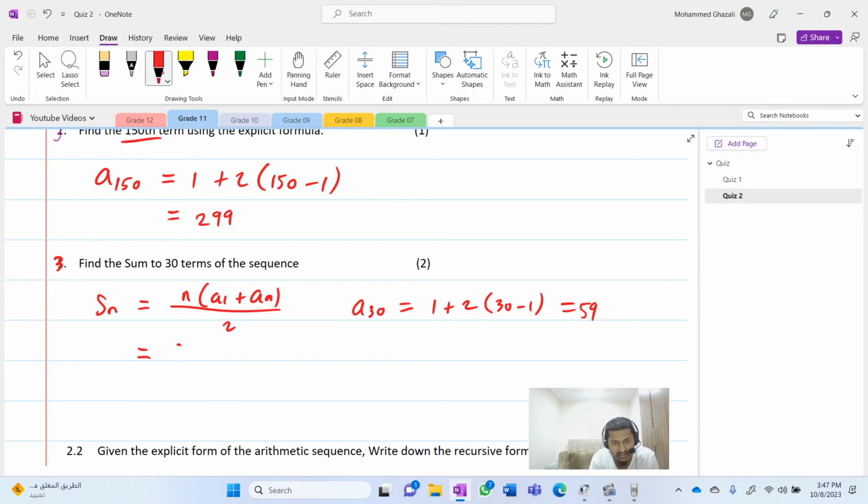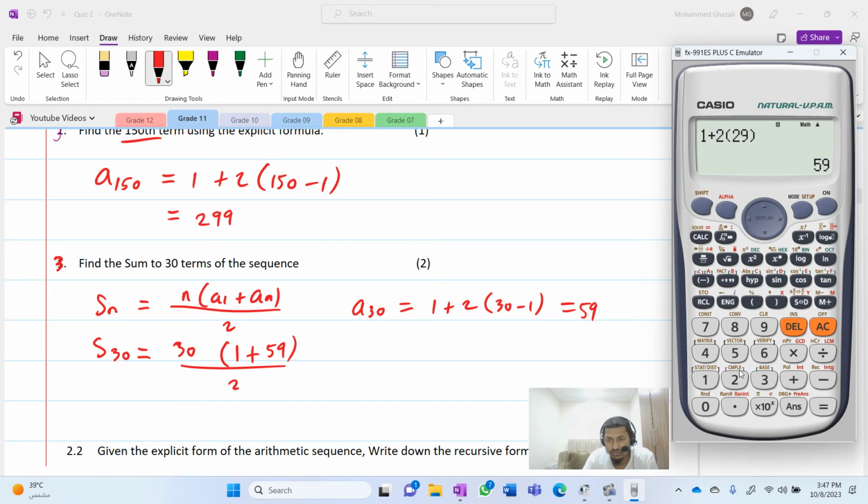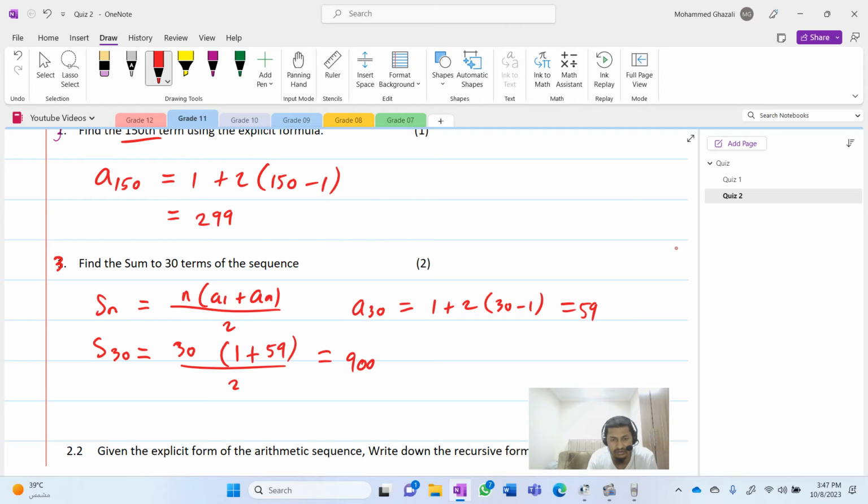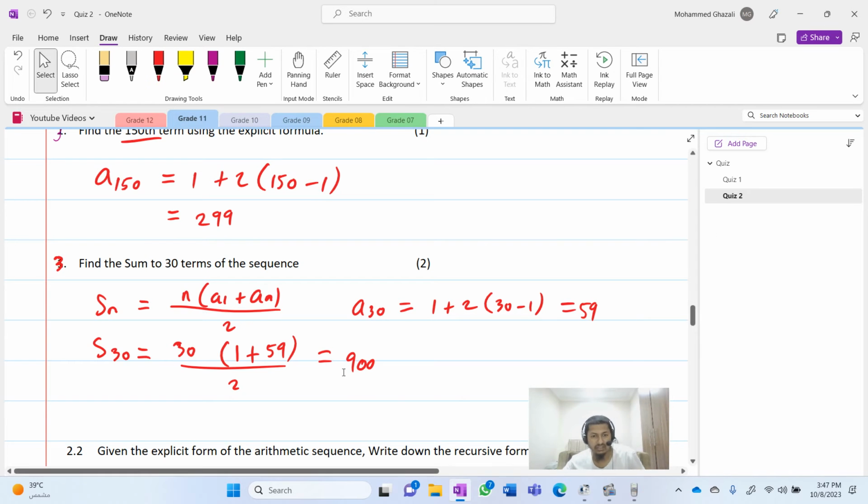So since we know what is A30, 59, we can find the sum to 30th term. So n is 30 into, what's A1? A1 was my first term, which is 1 plus 59 and divided by 2. So we can say 30 into 60 and divided by 2. We will get 900. I hope you understand, guys.